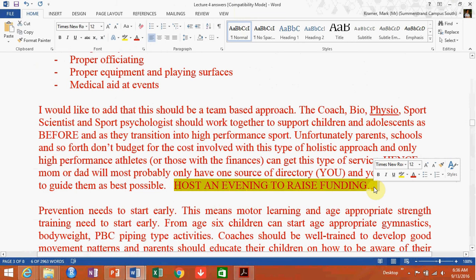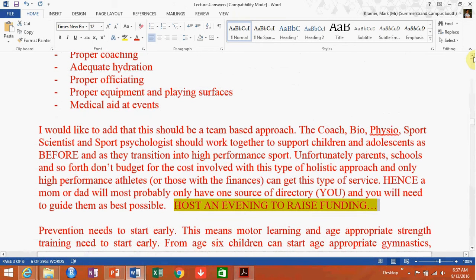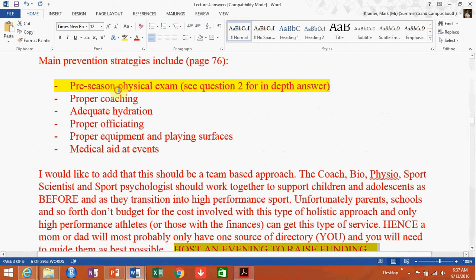coach that did the fundraising managed to raise 100,000 rand in sponsorship from parents, and also another, I think it was 70,000 rand at the bar and from the food. So it is not impossible to build the funding that you need for your pre-season physical exam at the biokineticist. So yeah, go for that.